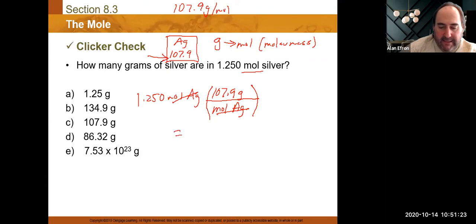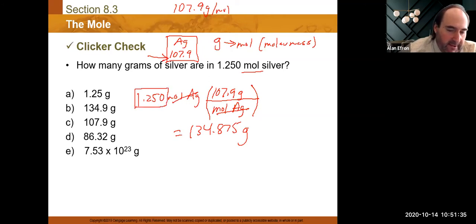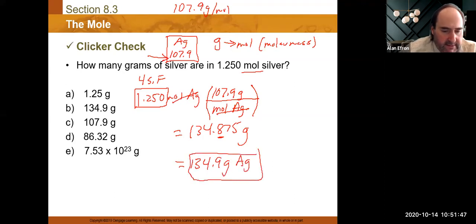something like 134.875 grams. We obviously should probably clean that up a little bit here. And in terms of sig figs, again, I probably would look at this number here. This has got 4 sig figs, which should take us to right about there, which means 134.9 grams of silver. So that looks like B, perhaps.